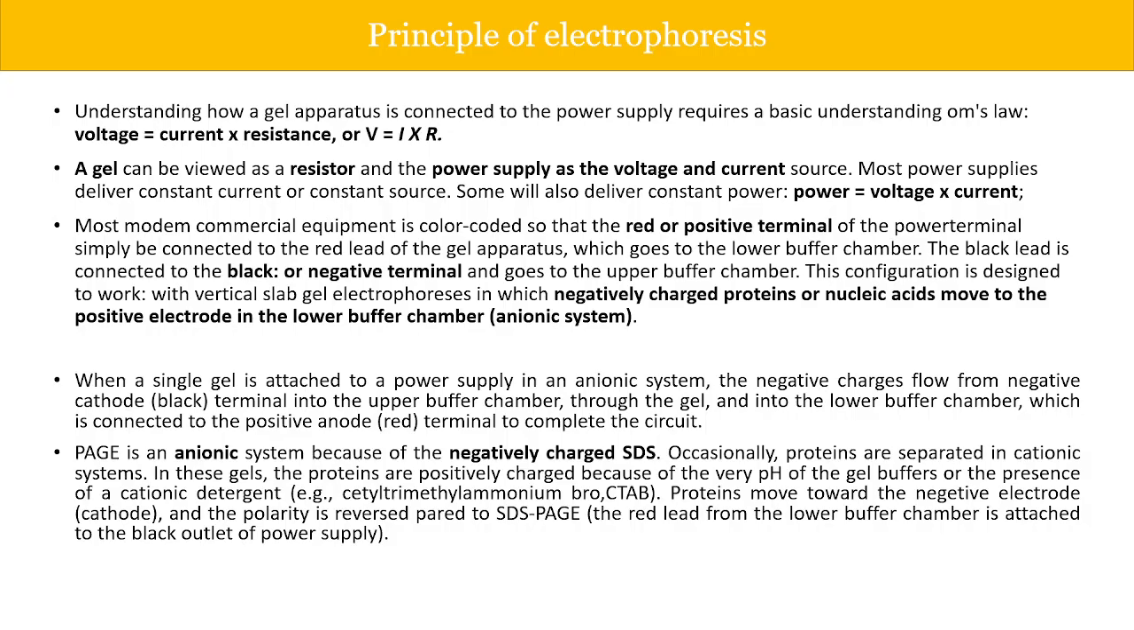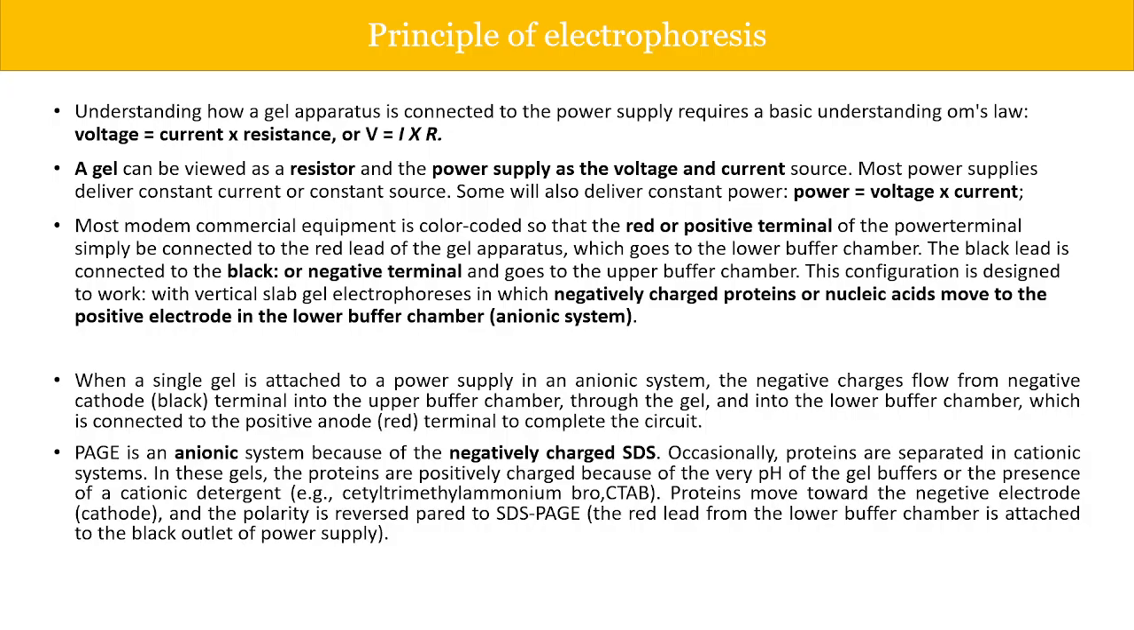Modern equipment is color coded so that red is the positive terminal and black is the negative terminal. This configuration is designed to work with a vertical slab gel electrophoresis in which the negatively charged proteins or nucleic acids move towards the positive electrode in the lower buffer chamber, that's the anionic system. Now if you think of a single gel attached to a power supply in an anionic system, the negative charge flows from the negative cathode terminal into the upper buffer chamber, through the gel and then into the lower buffer chamber, which is connected to the positive anode, or the red terminal, to complete the circuit.